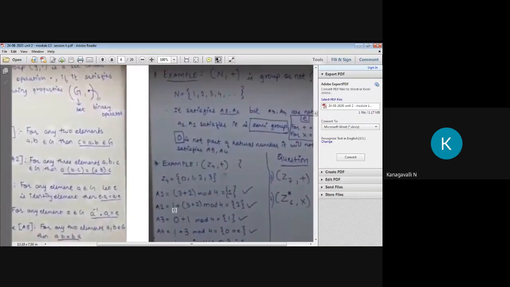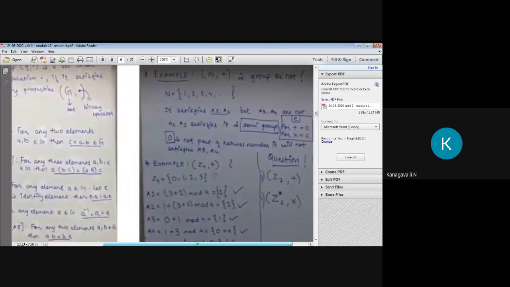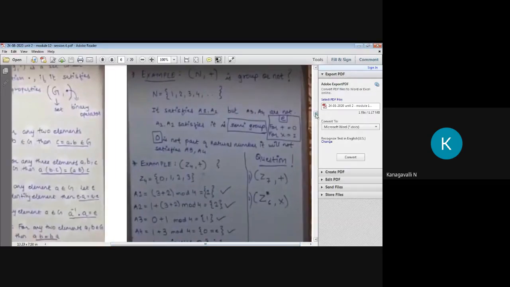It is enough, right? So I'm taking the three values 1 plus 3 plus 2. So what is the value? 6, right? 6 mod 4, my remainder is 2. So 2 is also present in this group. So it satisfies A1 and A2. So what I'm writing first is that it satisfies A1 and A2, so then it is a semigroup. So I'm directly saying by this given example, my group is a semigroup.